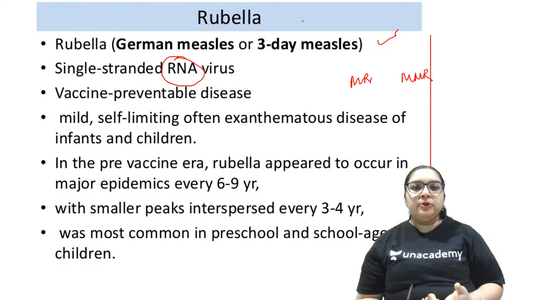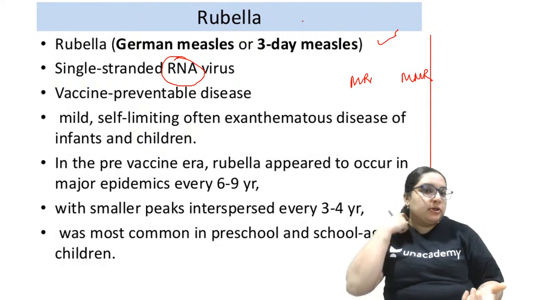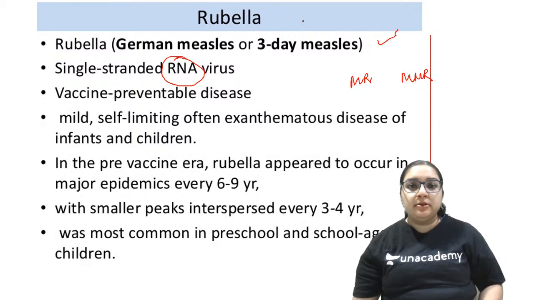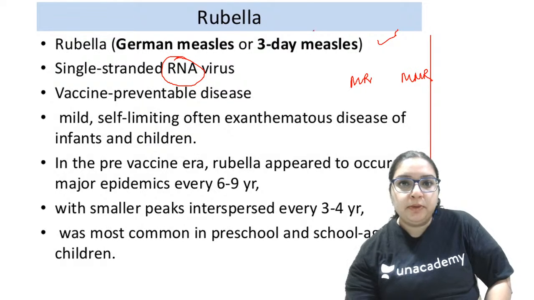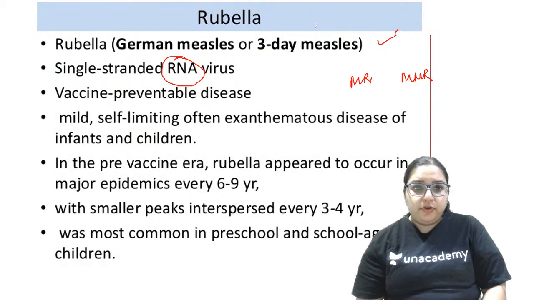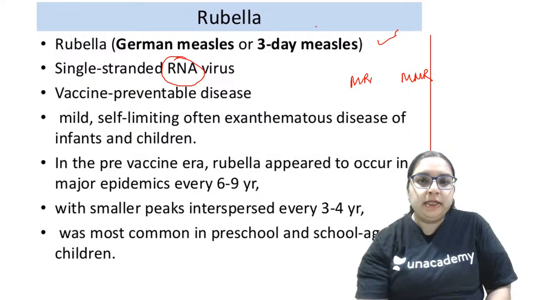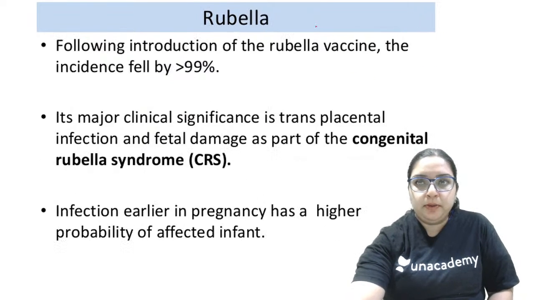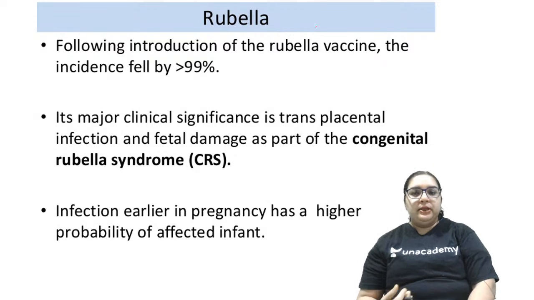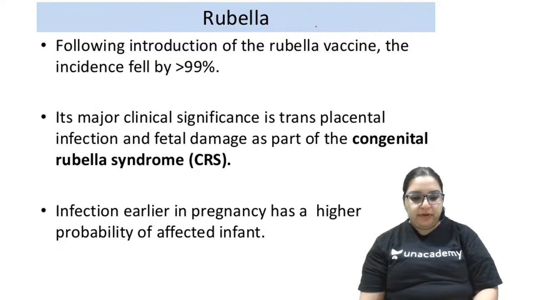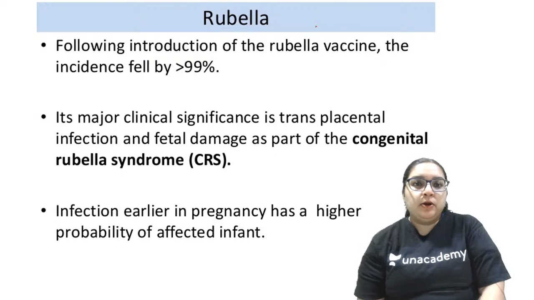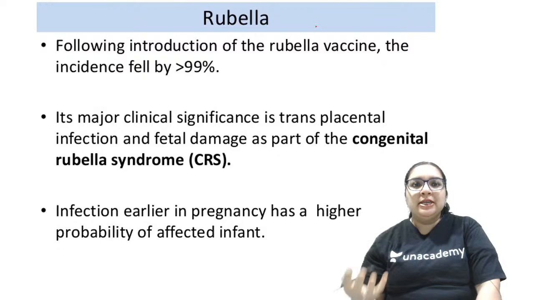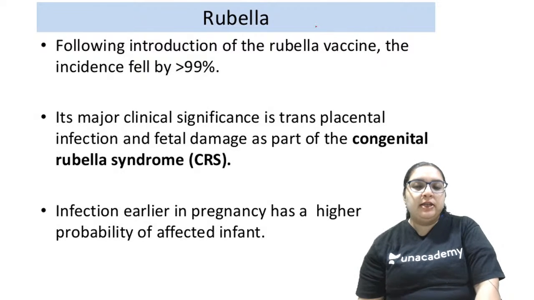Okay, now coming to the epidemiology. In the pre-vaccine era, rubella appeared to occur in major epidemics every 6 to 9 years, with smaller peaks interspersed every 3 to 4 years, right? And the most common age group was between preschool and school-aged children. So that clears all these important points. Now coming to the next part: following the introduction of the vaccine, the incidence has dropped drastically. The efficacy of the vaccine is so huge that it is 99% effective in preventing the condition.